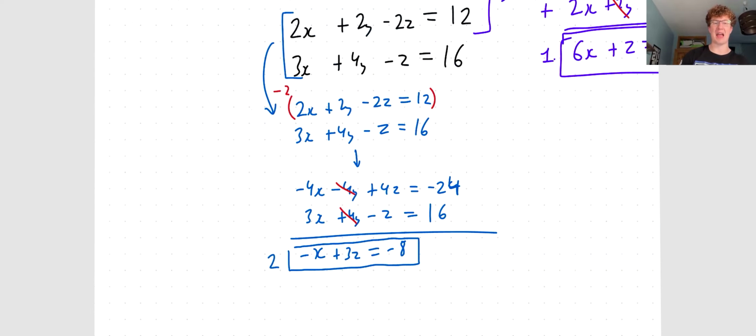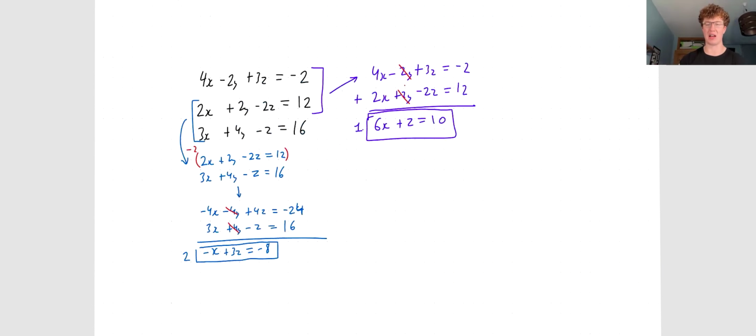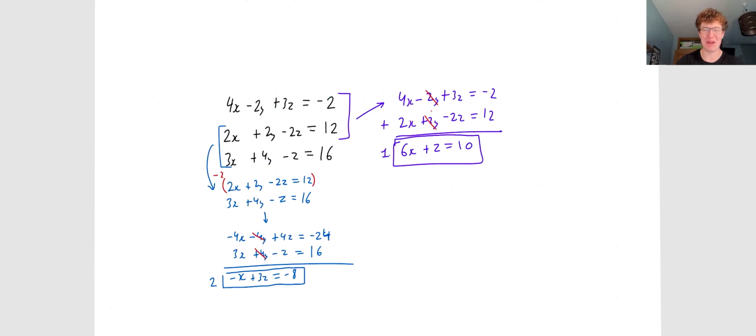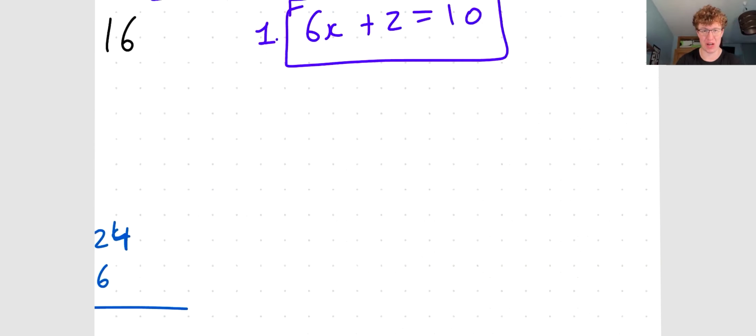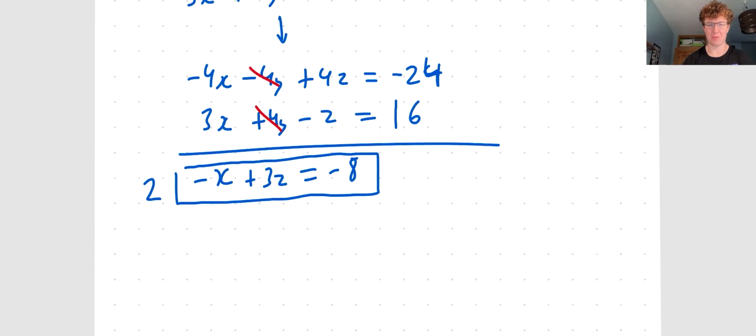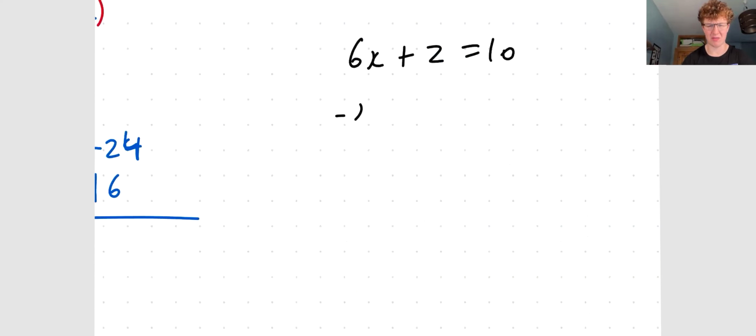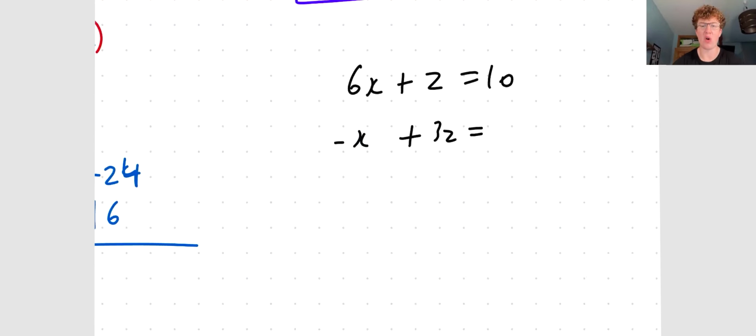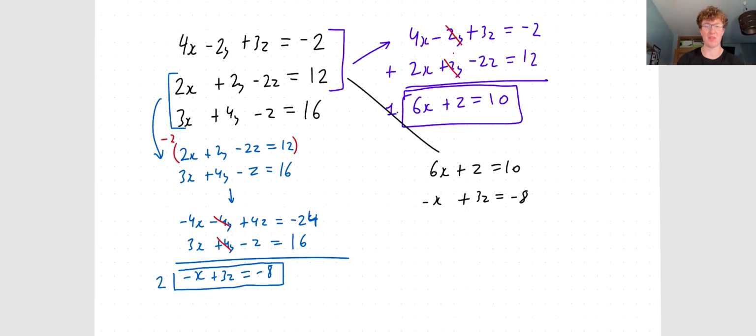Now, next step. We have our two equations. Earlier I was talking about a two-dimensional simultaneous equation. That'll look something like this. 6x plus z is equal to 10. And then we're going to have this equation, minus x plus 3z is equal to minus 8. So now we've transformed our three-dimensional system of equations to a two-dimensional system of equations.